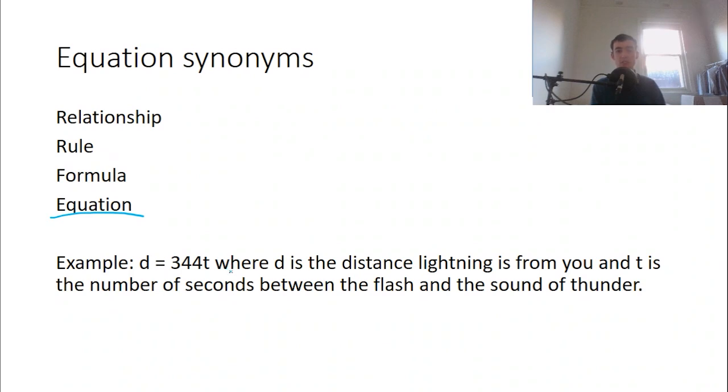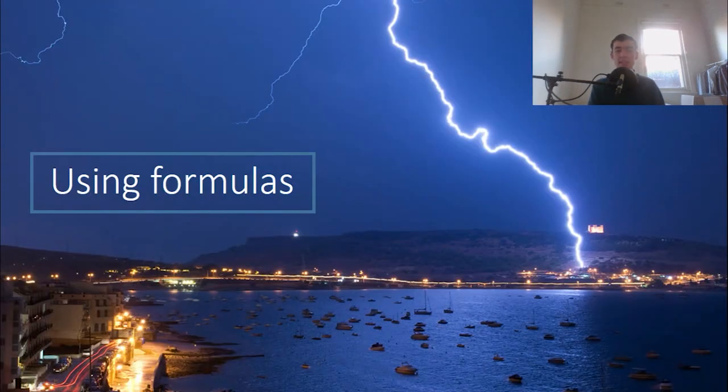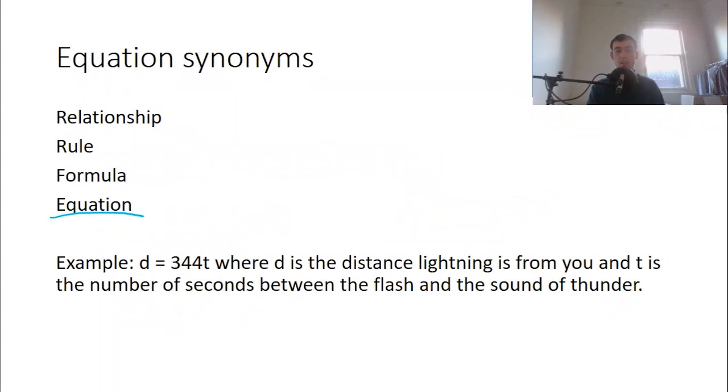Let's just quickly talk about the example for a second. D equals 344t, where d is the distance lightning is from you, and t is the number of seconds between the flash that you see and the sound of thunder. If you see lightning, often you'll hear the thunder a few seconds later. The number of seconds can help you work out how far away the lightning is. The actual distance is 344 times the number of seconds.